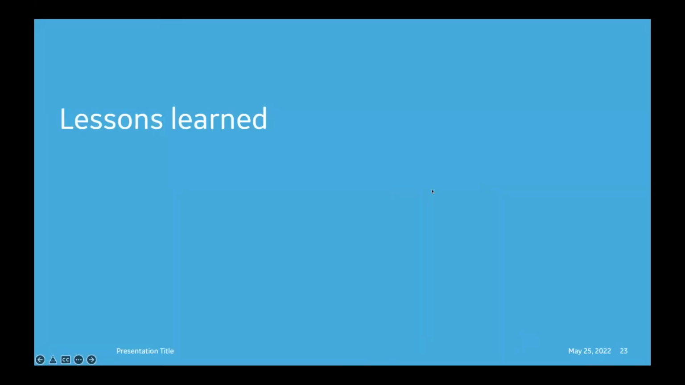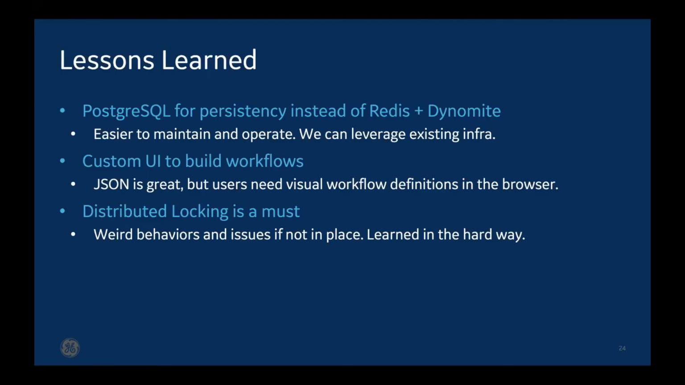So, some lessons learned along the way. We started in Conductor using Redis and Dynomite for persistence. The thing is, especially on Dynomite, we saw a lack of documentation. So we switched over to Postgres. This gives us two advantages. First, documentation is much better. Second, we can leverage the existing infrastructure on the cluster, and it's much easier to operate.